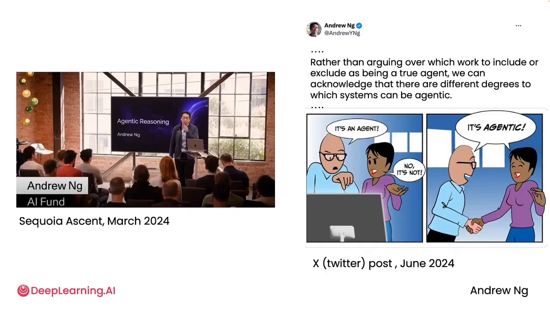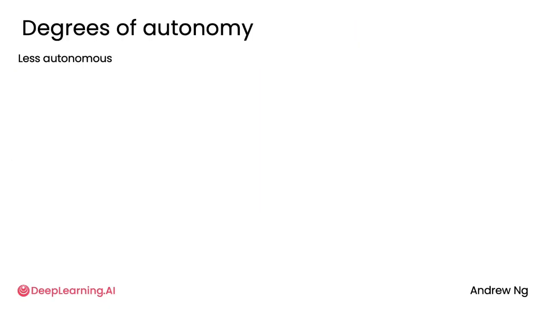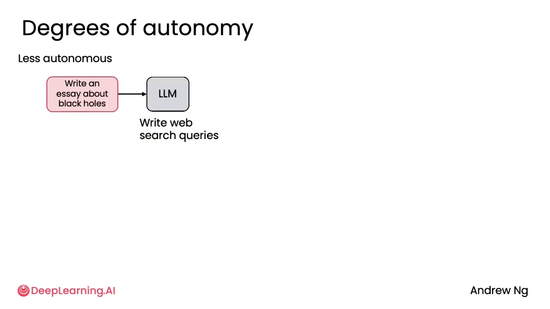Some agents can be less autonomous. So take the example of writing an essay about black holes. You can have a relatively simple agent to come up with a few web search terms or web search queries.